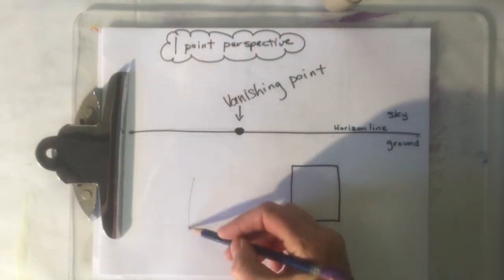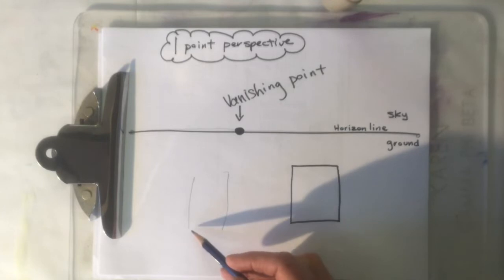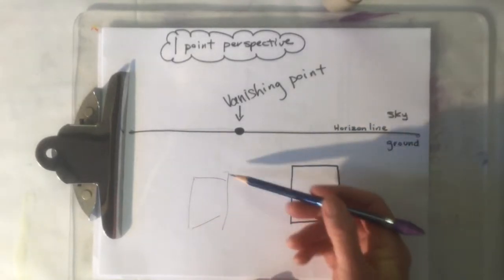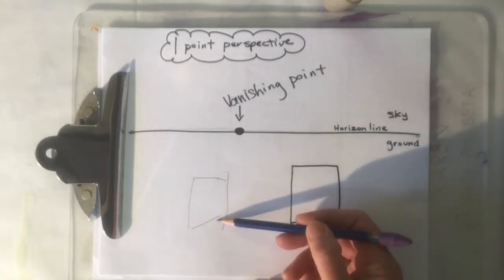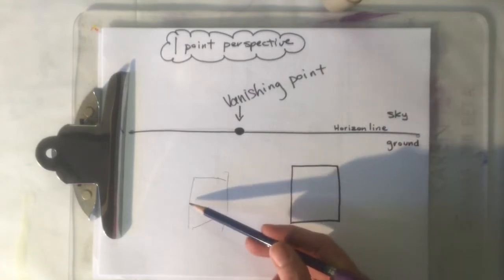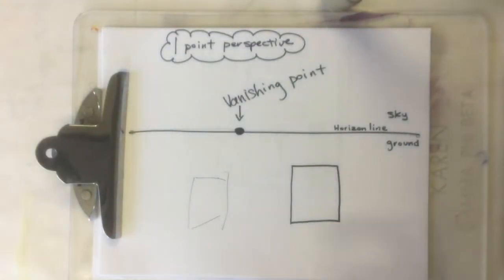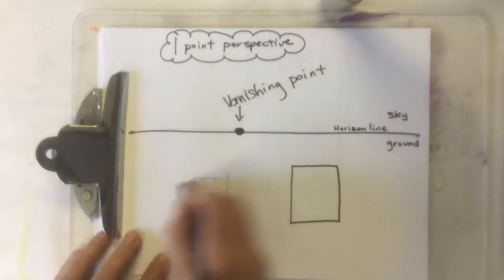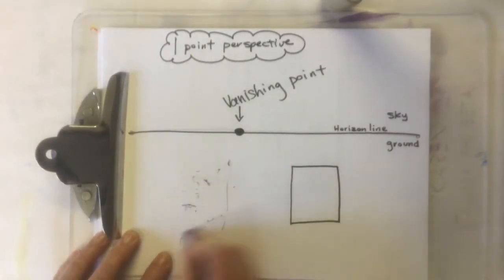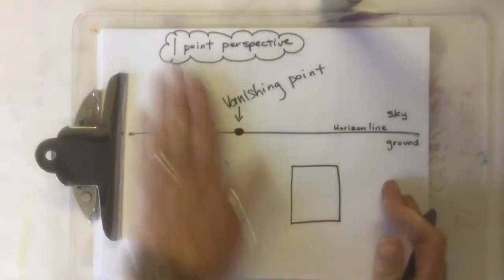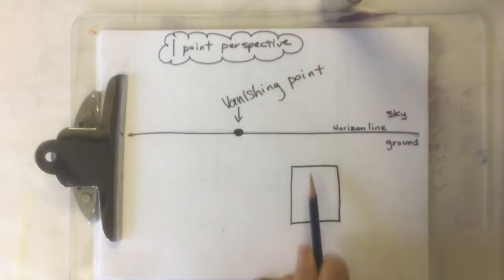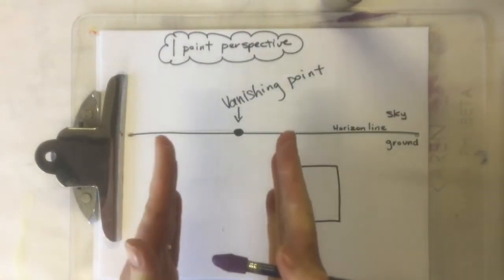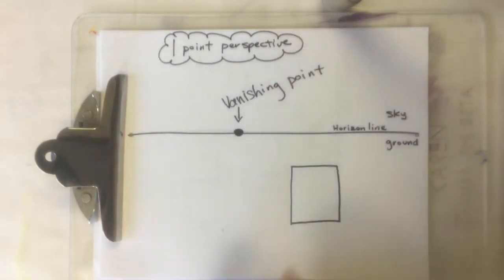We don't want to draw our building like this or our square like this. These lines are not parallel with one another, and the side lines need to be parallel with one another. So make sure that when you draw your square, the top and bottom lines are parallel. That's like train tracks. They're parallel to each other. They're never going to touch. They go the exact same direction. And the side lines are parallel.